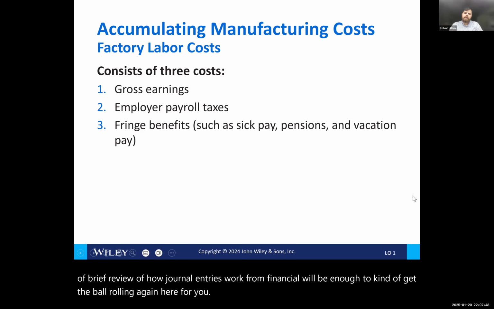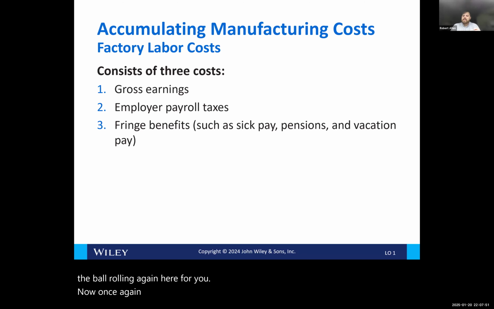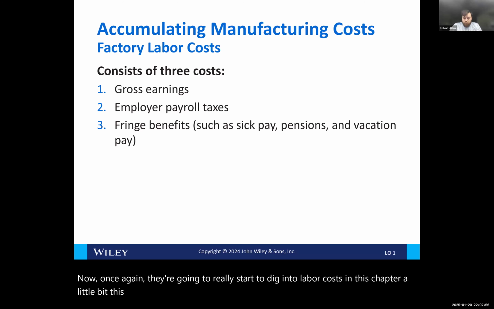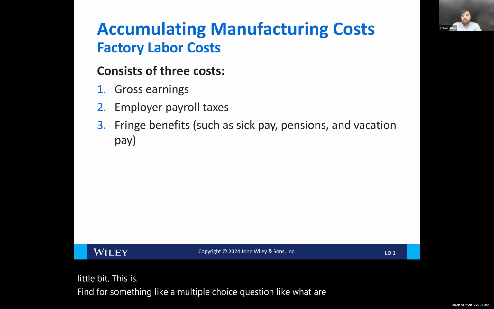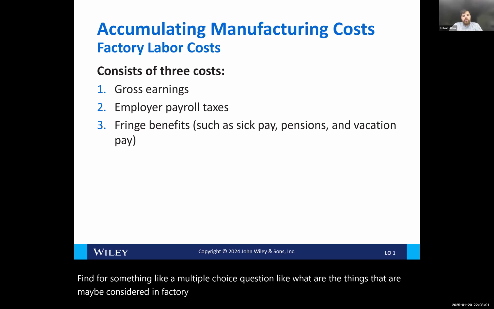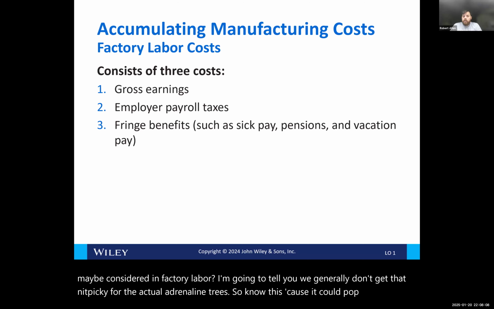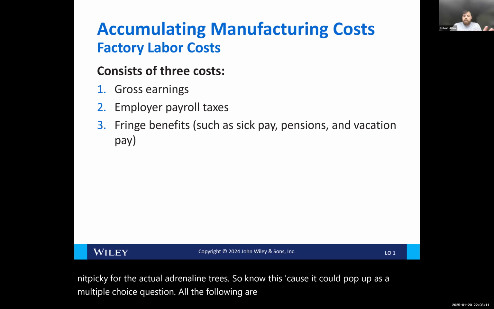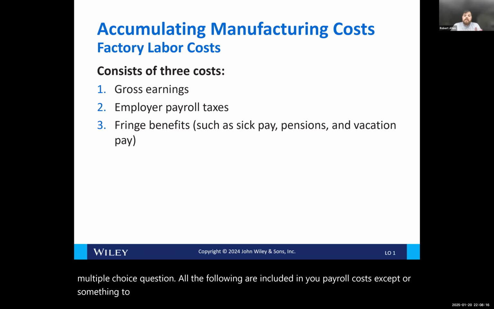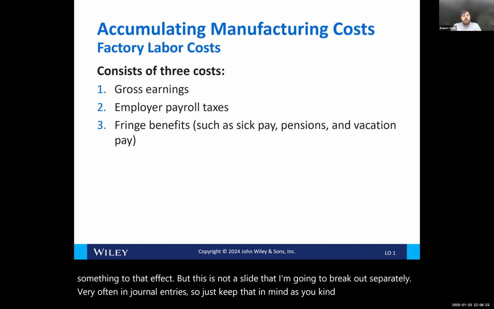Now, once again, they're going to really start to dig into labor costs in this chapter a little bit. This is fine for something like a multiple choice question, like what are the things that are maybe considered in factory labor? I'm going to tell you we generally don't get that nitpicky for the actual journal entries. So know this, because it could pop up as a multiple choice question. All the following are included in payroll costs except, or something to that effect. But this is not a slide that I'm going to break out separately very often in journal entries. So just keep that in mind as you study for the test and you approach the homework.